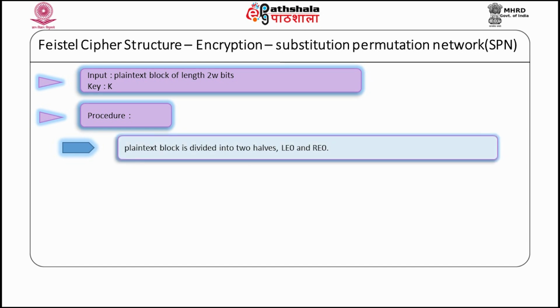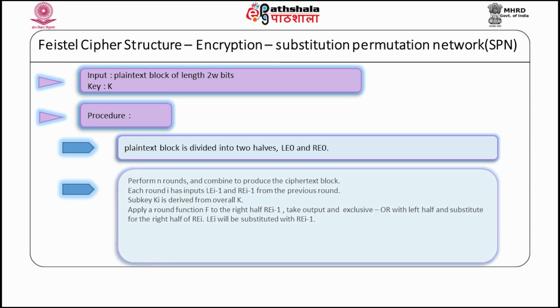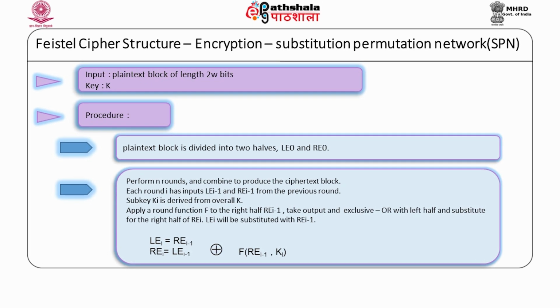Each round i has inputs LE(i-1) and RE(i-1). The suffix i-1 suggests that the left half is taken from the previous round, and the right half is also taken from the previous round. When you are talking about the ith round, RE and LE are taken from the previous round, but the key is taken for the current round, that is the ith round. Apply a round function F to the right half, RE(i-1), take the output, exclusive OR it with the left half and assign it as the right half, REi. LEi will be substituted by RE(i-1).